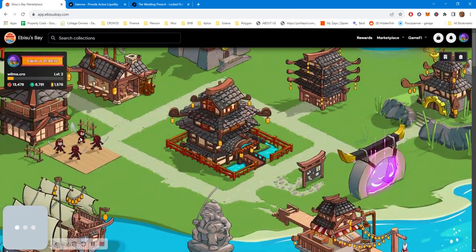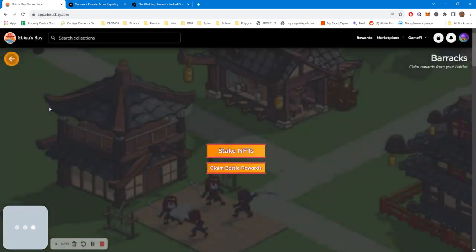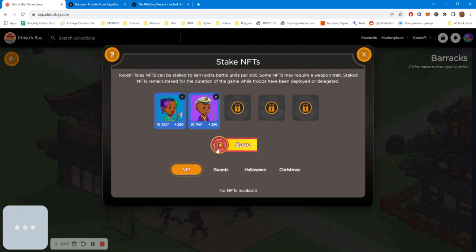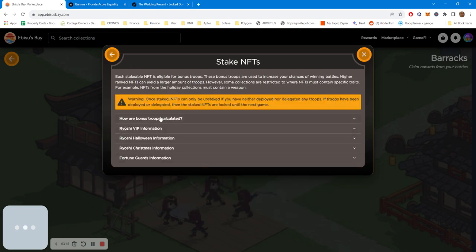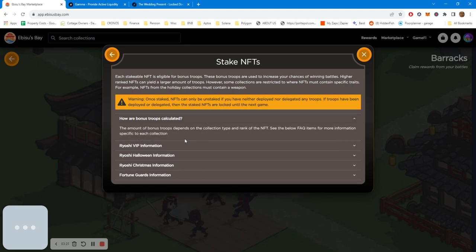So the other main area where I use help is in the barracks. So if we go into stake NFTs, I've got a couple staked here. I've covered this briefly before in another one of my videos, but I didn't cover the help. And again, it's up in the left-hand corner with the question mark. Click on that. It's got little flash up messages. This one is about when you stake and unstake and what happens in terms of delegation and things like that. And again, how troops are calculated.